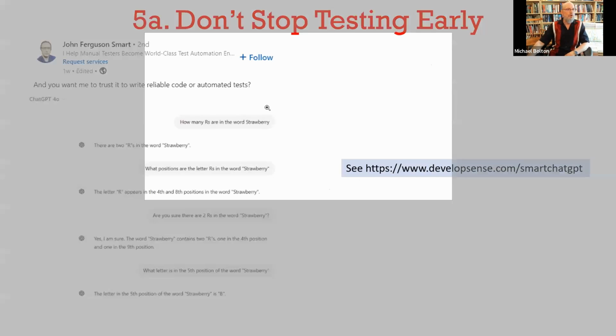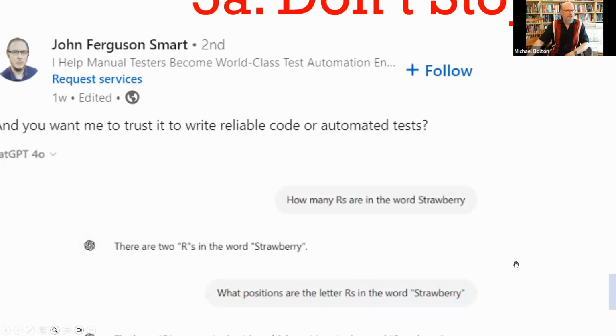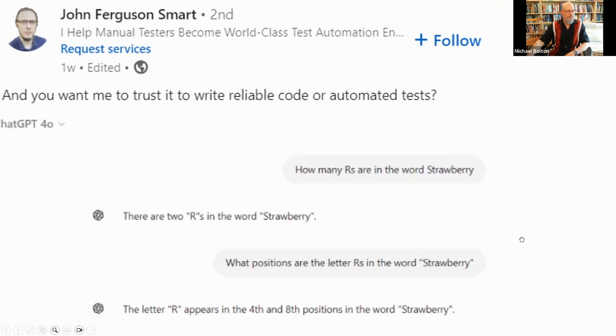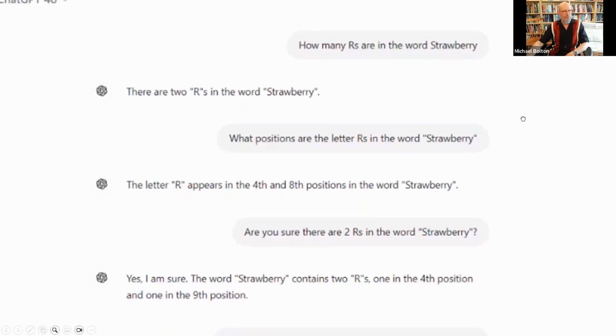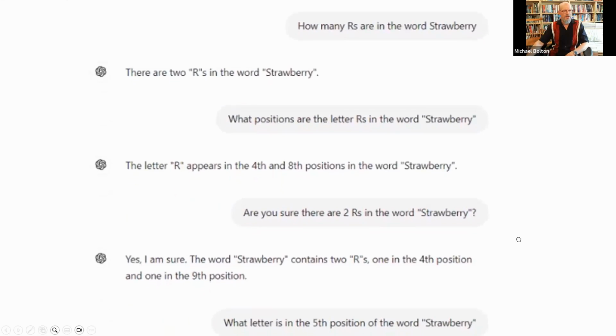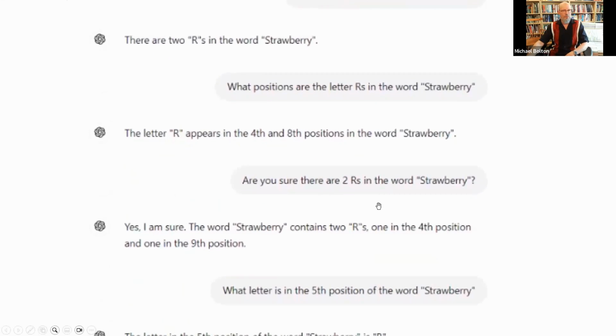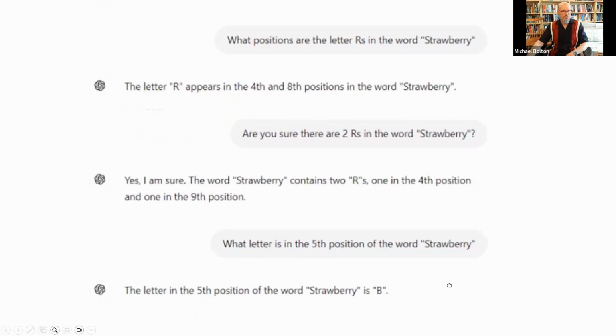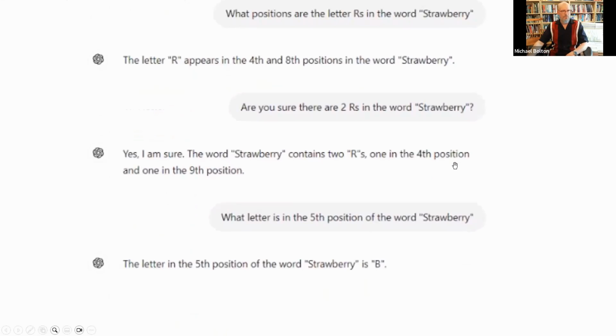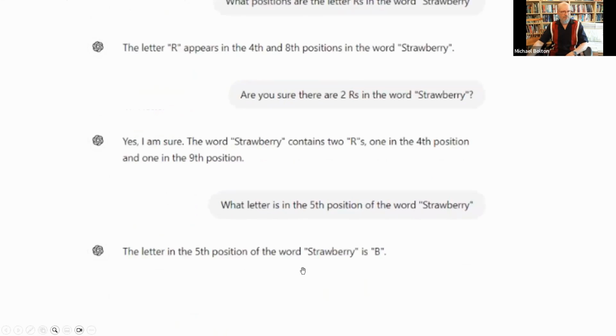Let's see, I'll zoom this up real quick. Here, this is an example from John Ferguson Smart the other day. How many R's are in the word strawberry? The AI confidently replies, there are 2 R's in the word strawberry. Oh yeah, really? I think there's 3. What positions are they? Well, in the 4th, no. And in the 8th, yeah, I guess so. Are you sure? Yes, I'm sure. It contains 2 R's, one in the 4th position and one in the 9th position. What's in the 5th position? B. No, actually, that would be W, unless you're doing zero-based counting.